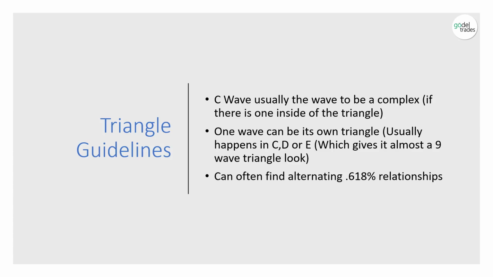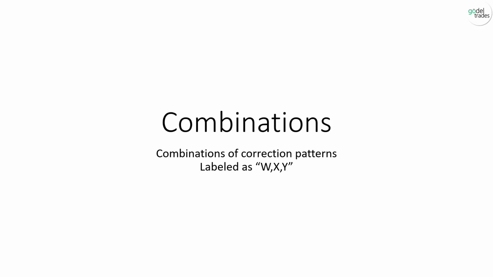One wave can also be its own triangle. So you could have a C wave that's a triangle of its own, and that kind of gives you the 9-wave or 9-point triangle look. And then, of course, you can often find alternating 0.618 relationships within a triangle, as we've talked about several times in our weekly and daily videos.